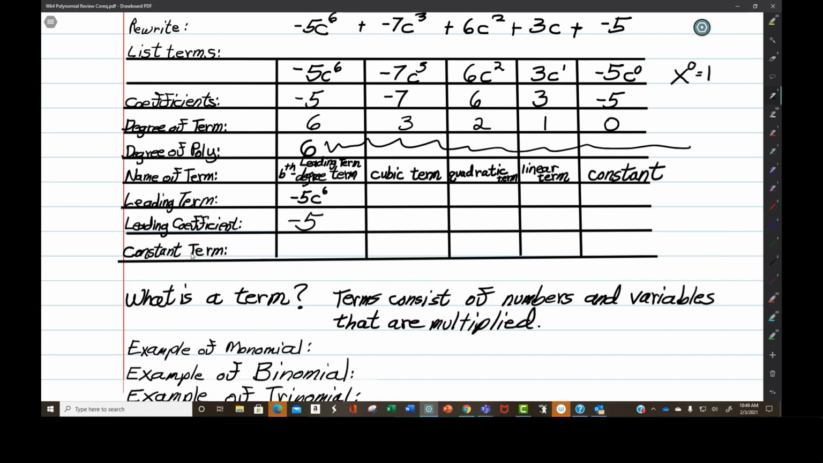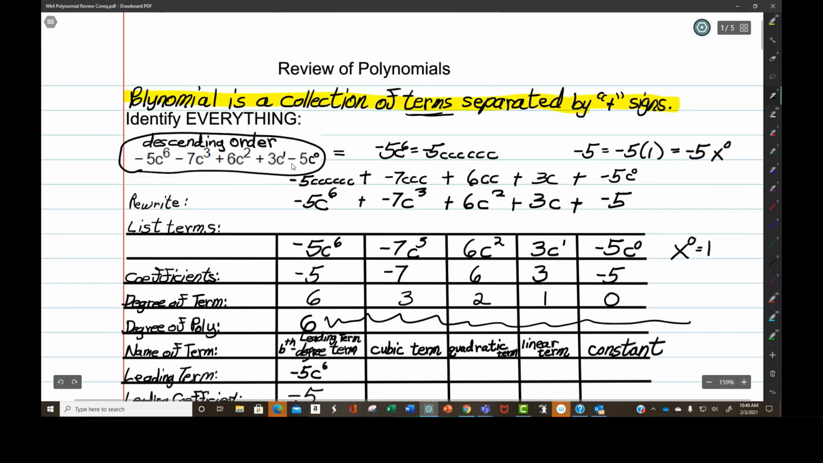On the other hand, the constant term is over here. We already talked about that. The constant term is -5. And really and truly, you don't bother to write c to the 0. You would just write it like this. Well, I wrote it in there. Let me erase it. There.